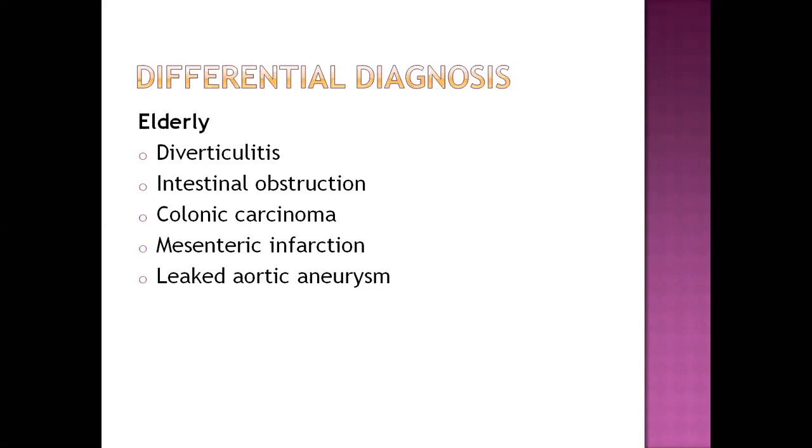Mesenteric infarction: these are elderly patients with abdominal pain, with blood in the bowel and stools, and it may be present on CT scan. There will be gas in the lumen of the intestine. A leaked aortic aneurysm may also be confused with appendicitis, but they are differentiated by the investigations performed: ultrasound, CT scan, or other investigative work.